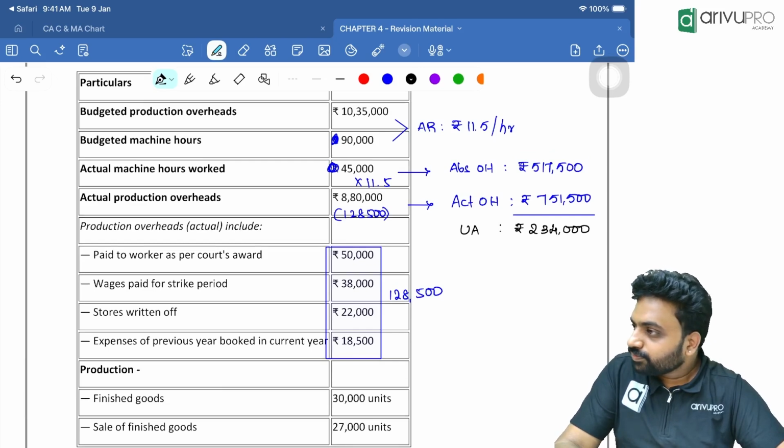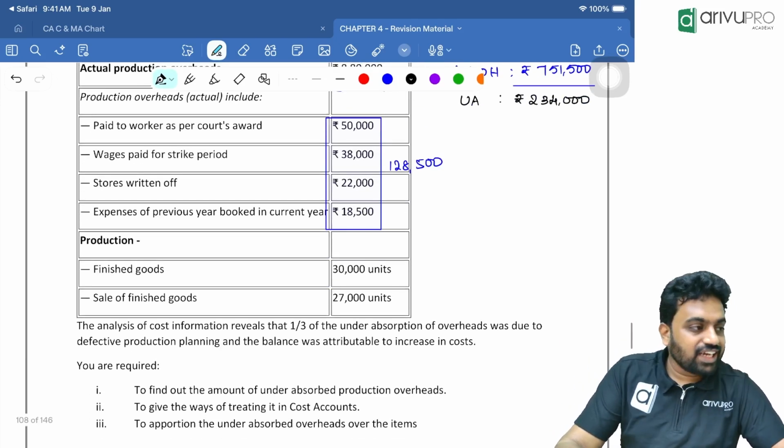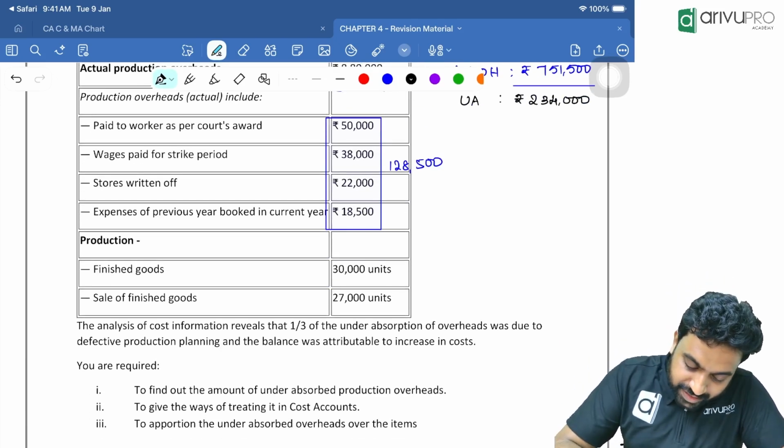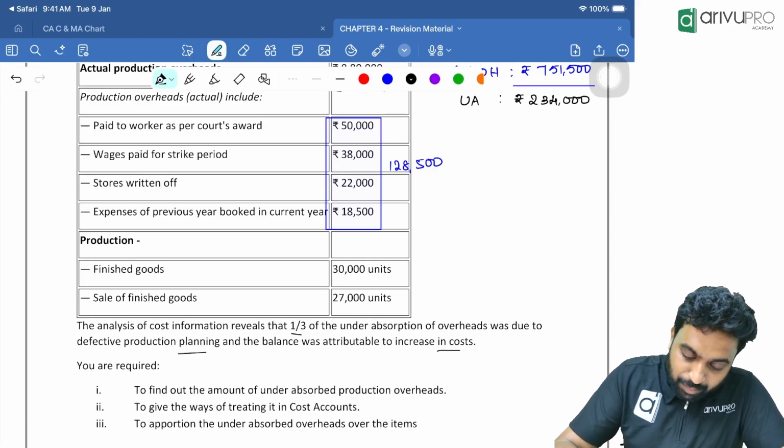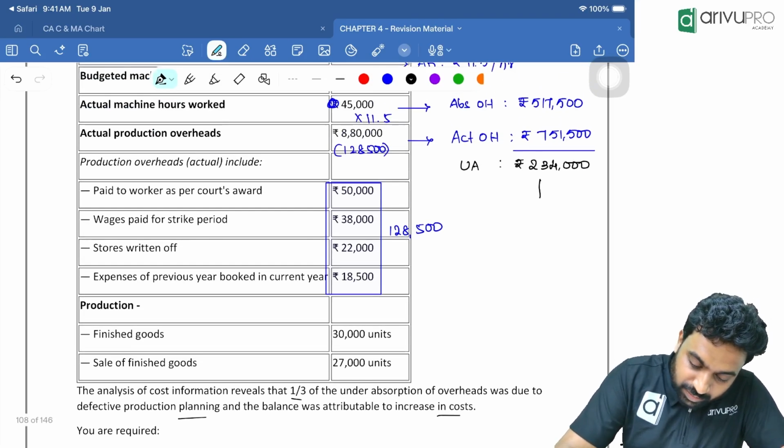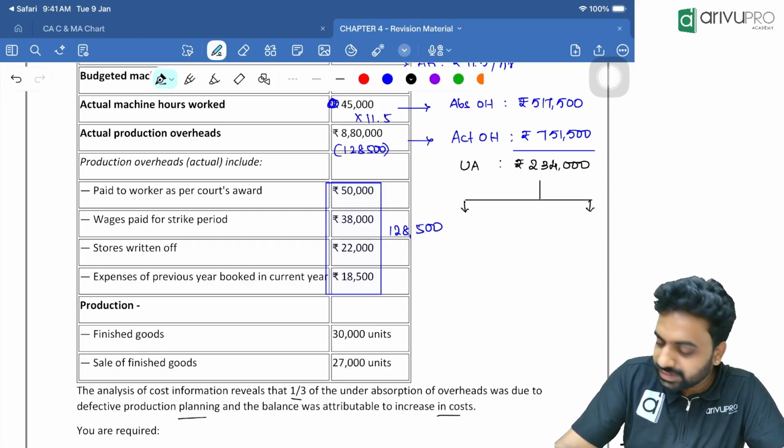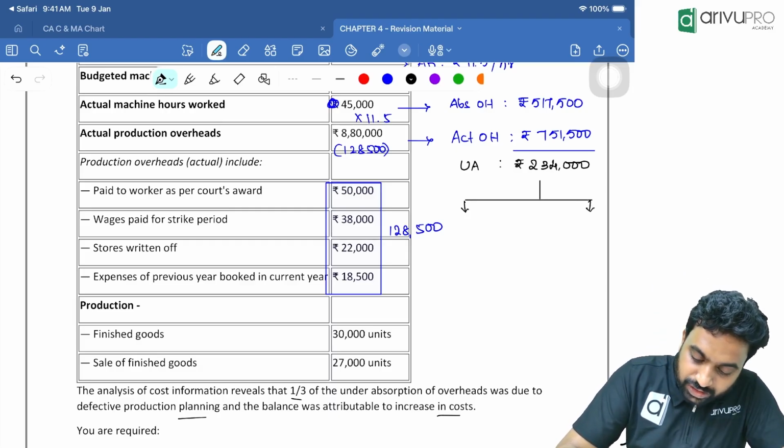Any doubt? No. The analysis of the cost information reveals that 1/3 of the under absorption was due to defective production planning, the balance is due to cost increases. That means 2/3 is normal, 1/3 is abnormal. As it's an under absorption loss, we should debit the accounts. So 2/3 is how much?